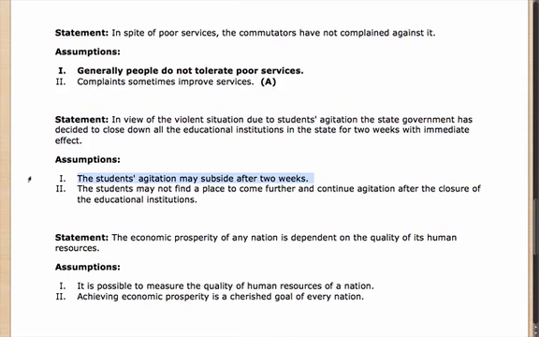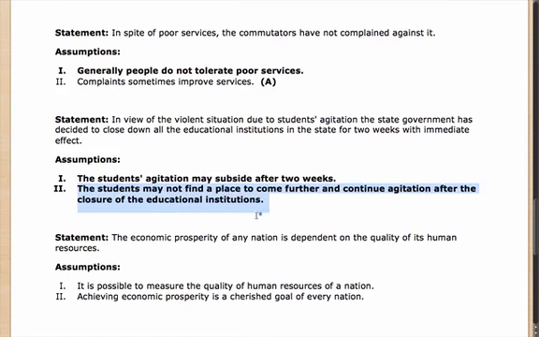One is that the tempo would die down and the student agitation may subside after 2 weeks. So that is an implicit assumption. And also, once you shut down all the education institutes, the students might not have a place to gather and continue the agitation. And this is also a way of controlling the agitation which is going down. So in this case, we can see that both the assumptions are implicit, and that is why we would mark E in this particular case.